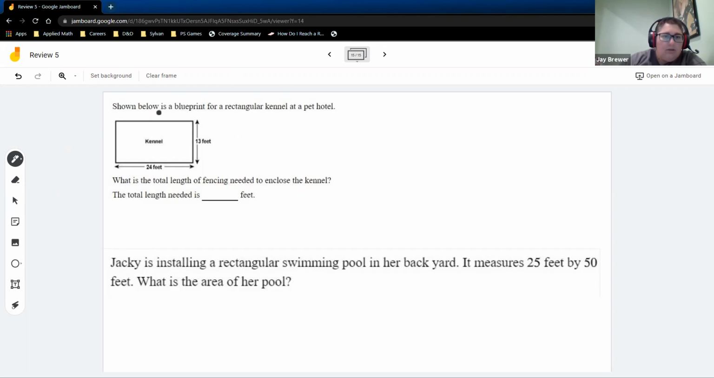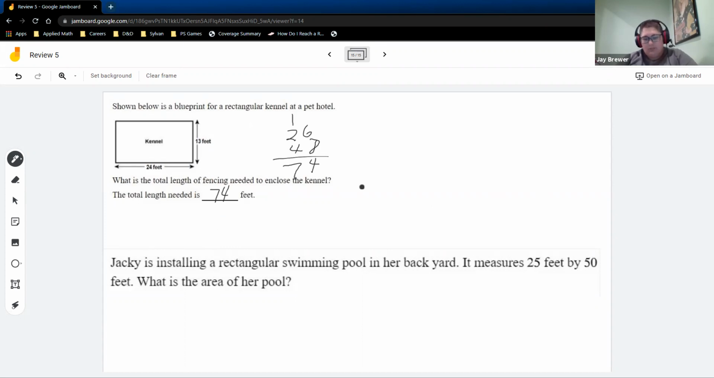Let me finish this. Shown below is a blueprint for a kennel. What is the total length of fencing to enclose the kennel? You can do this two different ways. You can either multiply each of these by 2 and add them, or just add them twice. So 13 and 13 give you 26. 24 and 24 will give you 48. If we add those together, we get 74. So 74 feet of fencing.